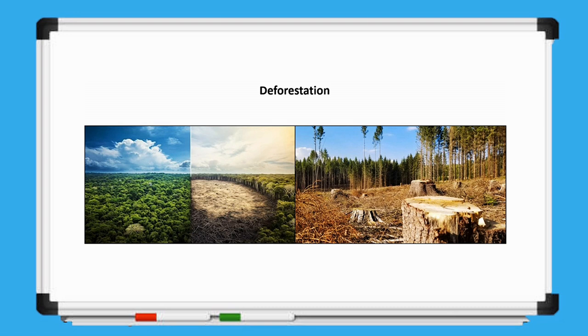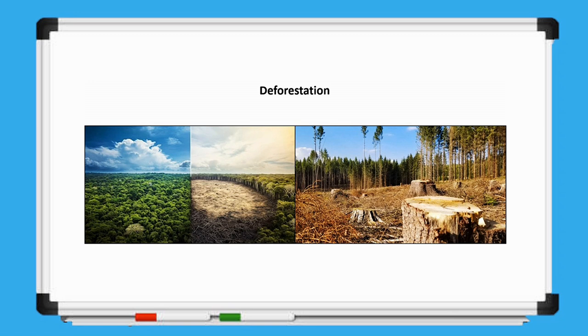Now, let's look at the diagram. On the left, you can see a healthy forest with a dense cover of trees. This represents a thriving ecosystem that supports a wide variety of plants and animals. In the middle, the forest is actively being cleared, showing large sections where trees have been cut down to make way for human activities. Finally, on the right, you can see the aftermath of deforestation.